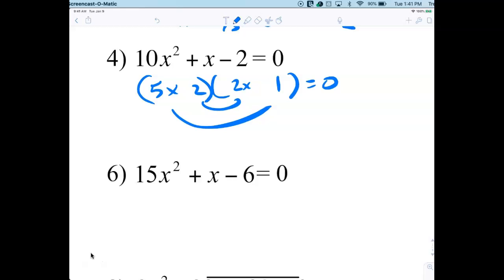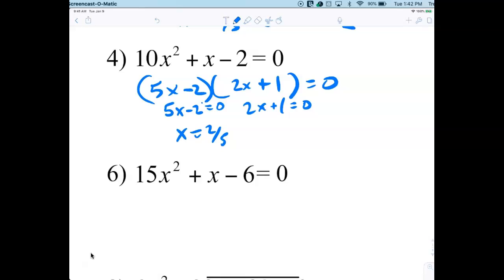All right, so here we go. We said the 5 we want to be positive, right? So if we want the 5 to be positive, it's over here, and this is a negative over here. Is everybody okay with this? Now, again, we're just going to set the factors equal to 0. 5x minus 2, 2x plus 1. Now look, everybody should be able to tell me x equals what? 2 over 5. X equals 2 over 5. X equals negative 1/2.